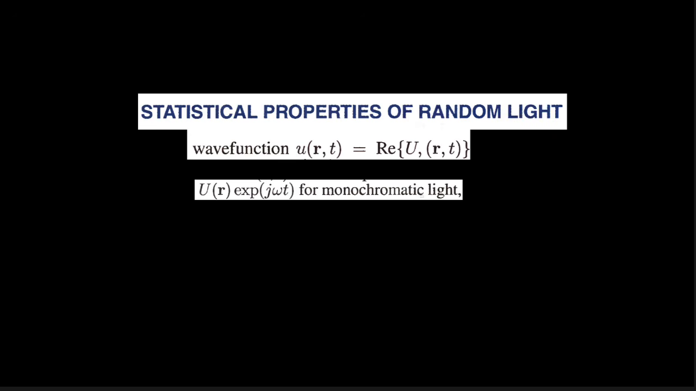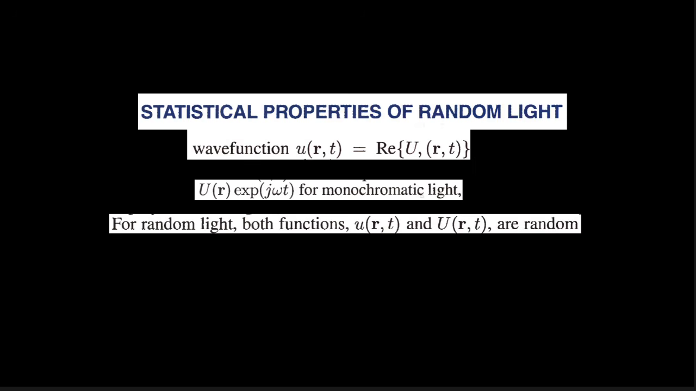This particular u of r exponential j omega t is representing some kind of a monochromatic light. It is kind of a plane wave, so to speak. But for a random light, both functions, the small u, which is a function of r and t, and the capital U are essentially random. This is one of the crucial aspects I want to emphasize.